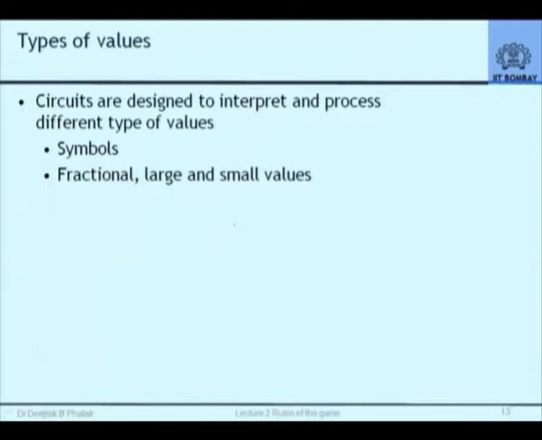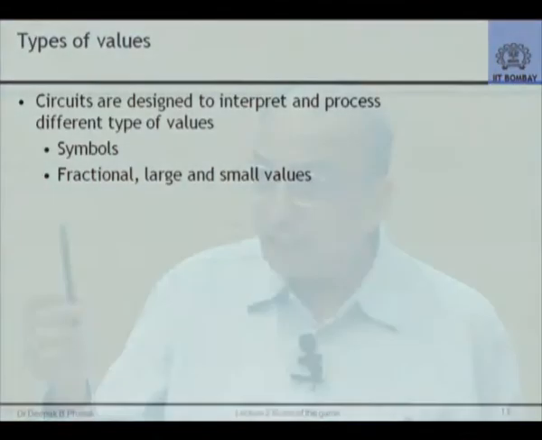So circuits are designed to interpret and process different types of values. Curiously, these types of values include fractional values or large and small values of the kind that we saw. Remember exponential notation 1.2 e minus 10, etc. Those values can be represented. So there are circuits which are called floating point circuits. We will see why they are called floating point separately.